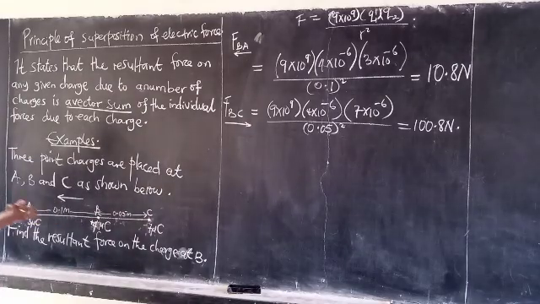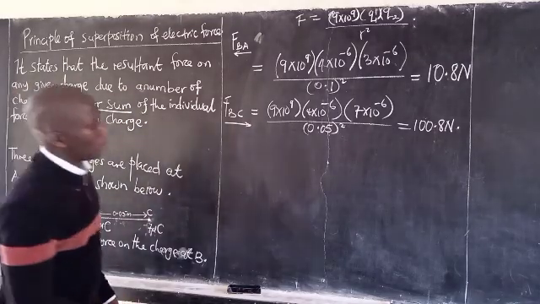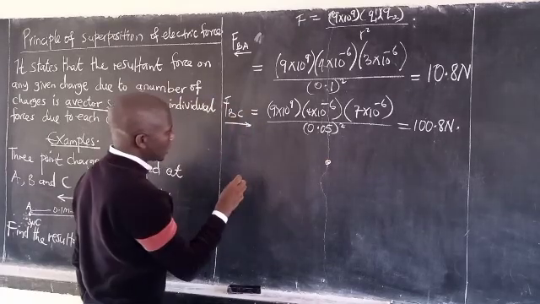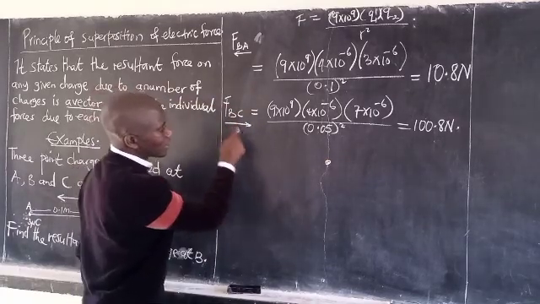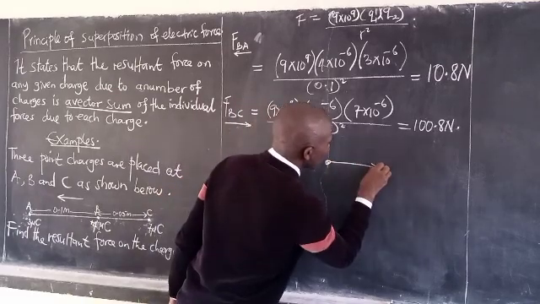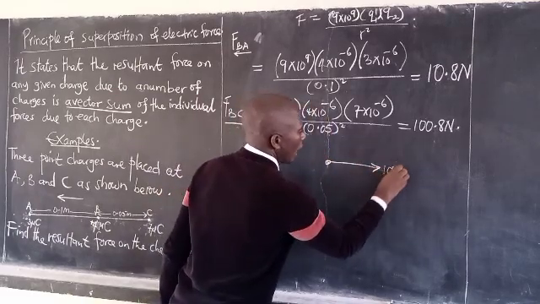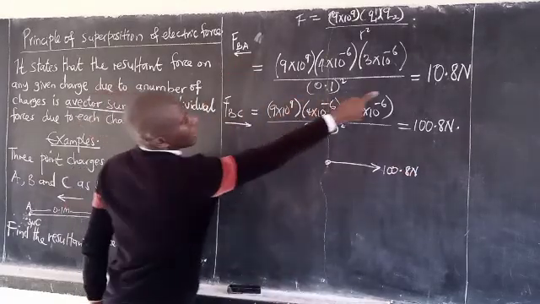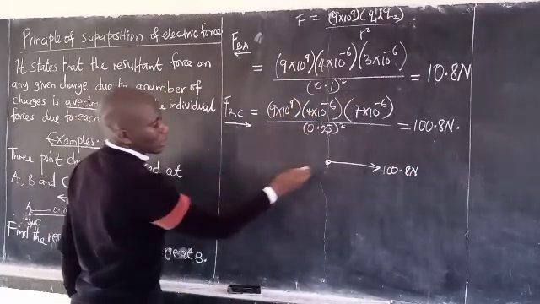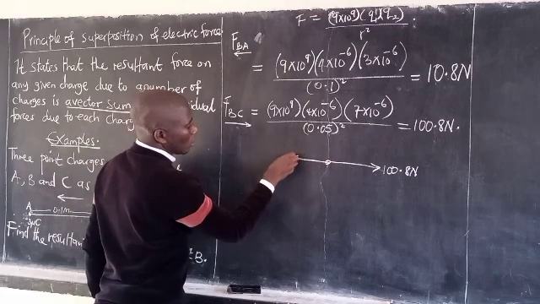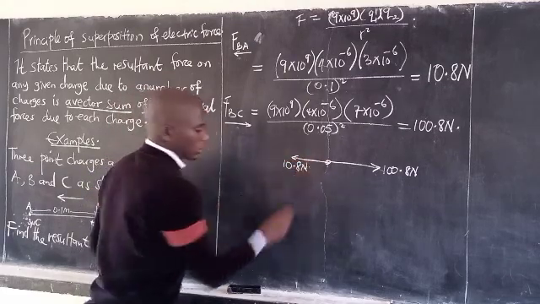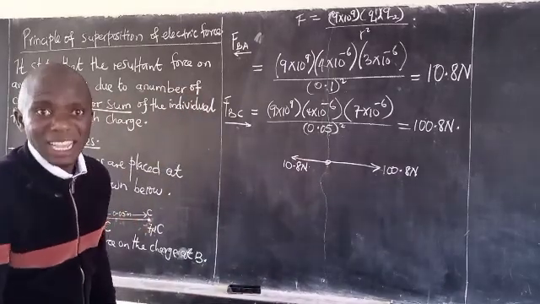Now let's do a simple diagram. So this is our point B. There is a charge. It is experiencing this force, which is 100.8 newtons, and is experiencing this force in this direction, which is 10.8 newtons. So what is the resultant?